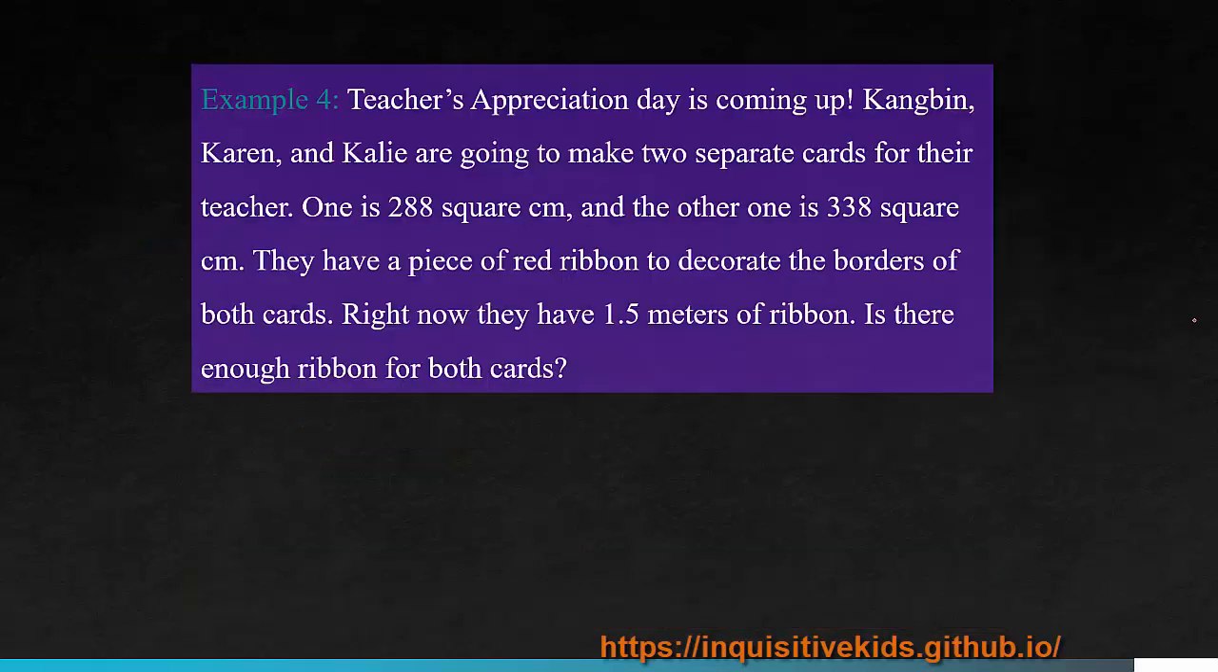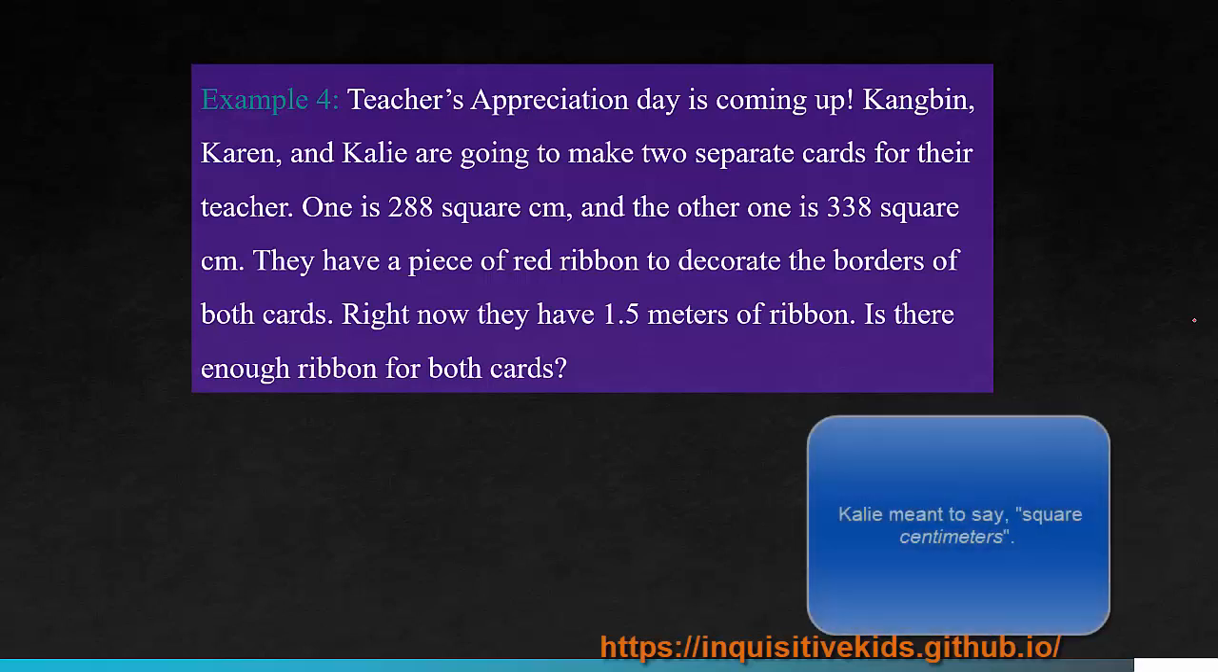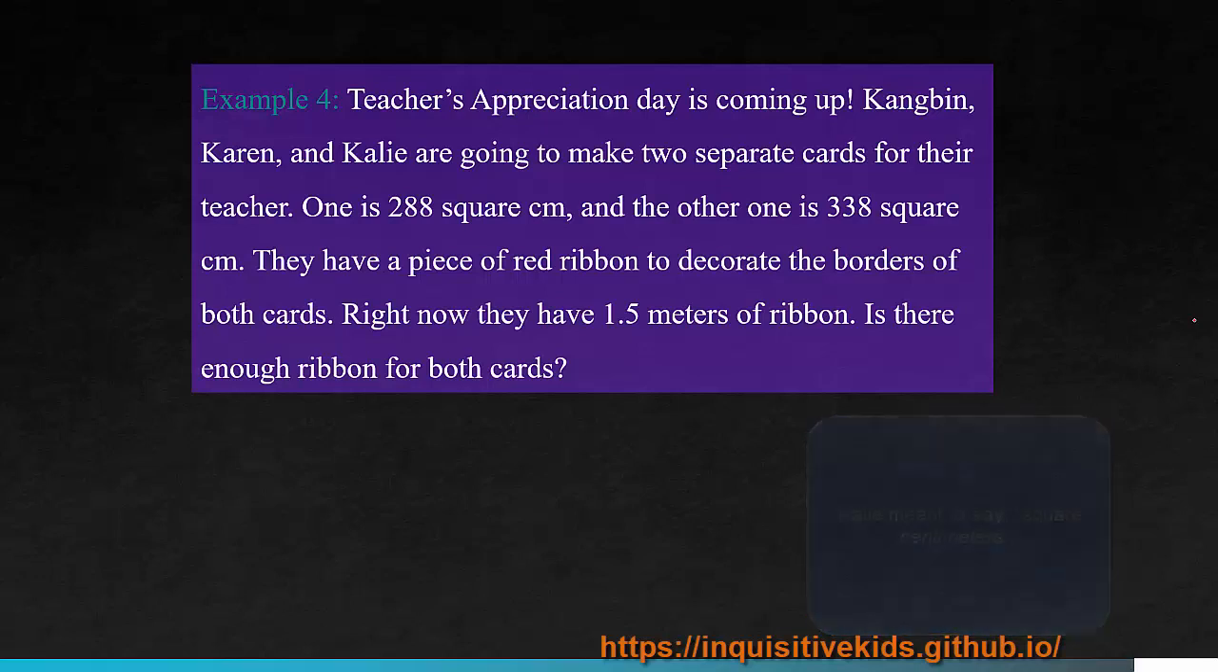Teacher's Appreciation Day is coming up. Combin, Karen, and Kaylee are going to make 2 separate cards for the teacher. One is 288 square meters, and the other one is 338 square meters. They have a piece of red ribbon to decorate the borders of both cards. Right now, they have 1.5 meters of ribbon. Is there enough ribbon for both cards? I want you to pause the video and see if you can figure this out.